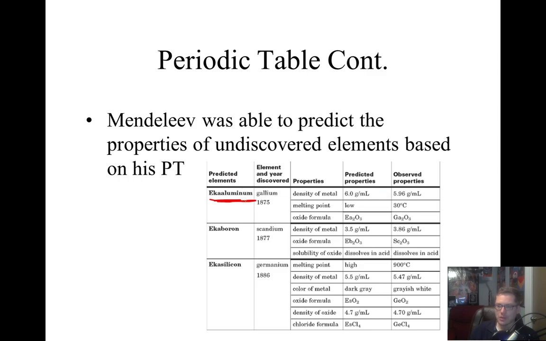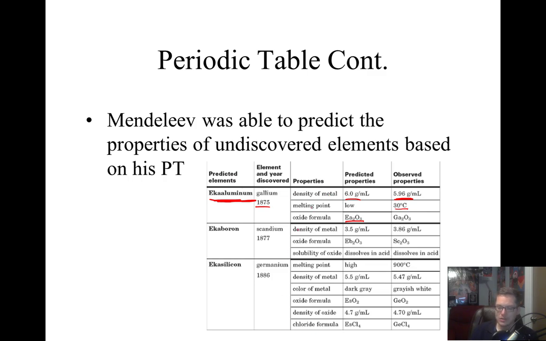Not only did he predict that they existed, but he predicted their properties eerily accurately. For example, echo aluminum. He thought right below aluminum there had to be another element that hadn't been discovered yet, and it was discovered in 1875. He predicted that its density would be 6.0 grams per milliliter, and the exact value was actually 5.96. He predicted its melting point would be really low, and the observed property was 30 degrees, Celsius, which is actually pretty low. He even was able to predict what kind of oxides they'd make, so how many of them would pair up with the oxygen.